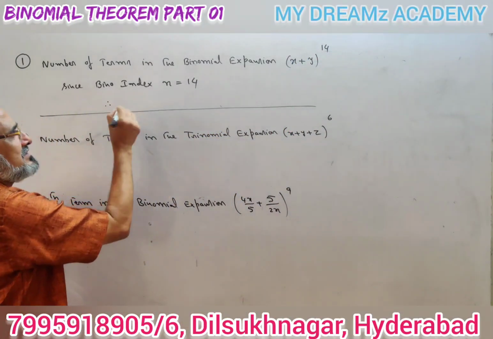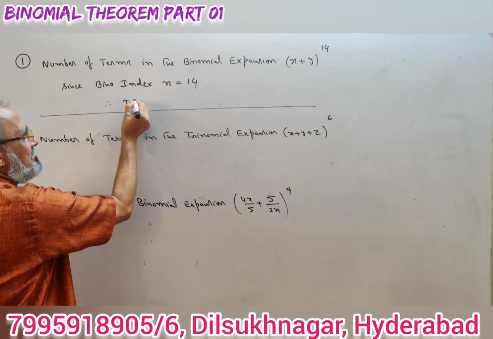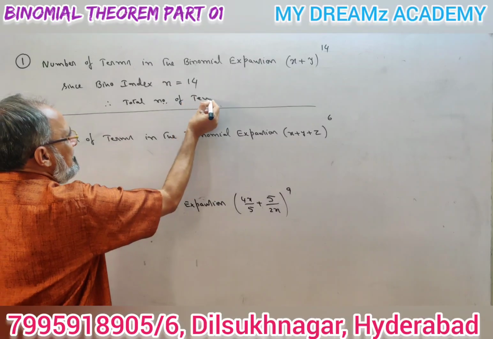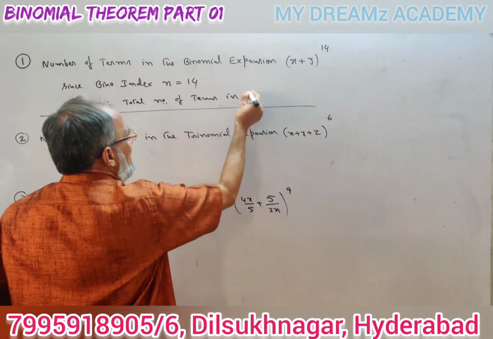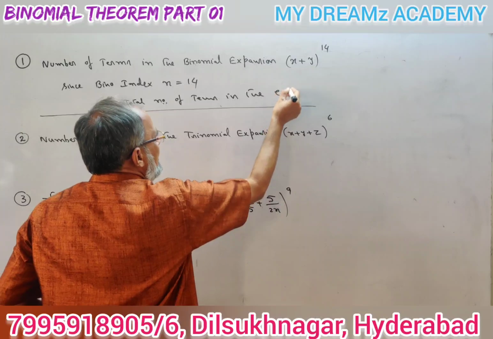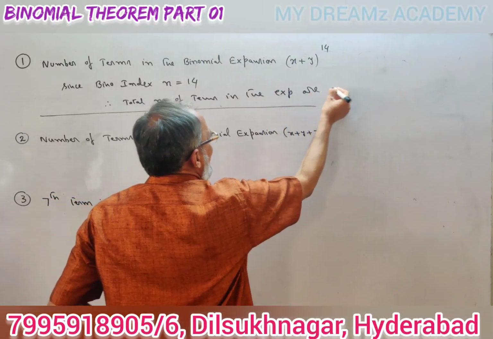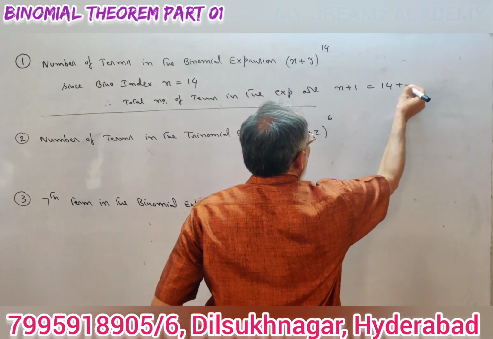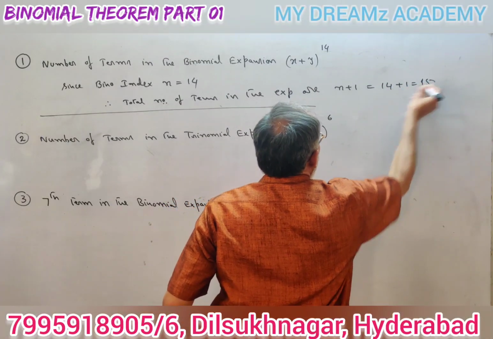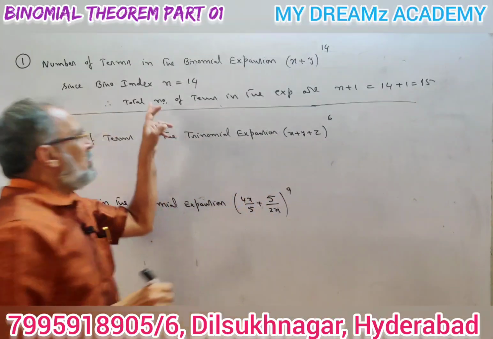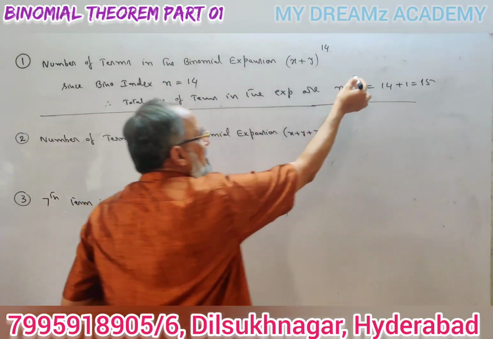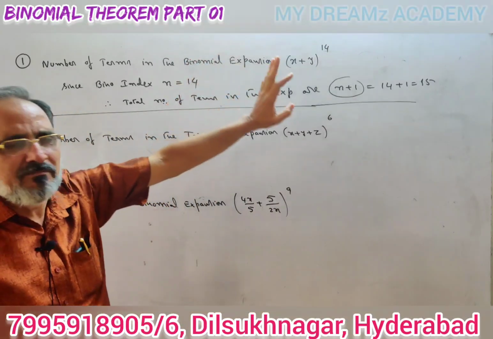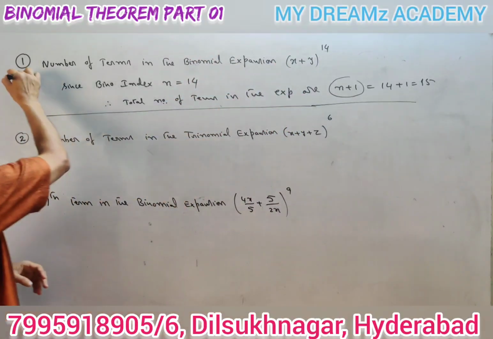Therefore, how many terms are coming? The total number of terms in the expansion is given by the formula n plus 1. This is nothing but 14 plus 1, so there will be 15 terms. Since the binomial index is 14, 14 plus 1 is 15. That is the answer for the first question.